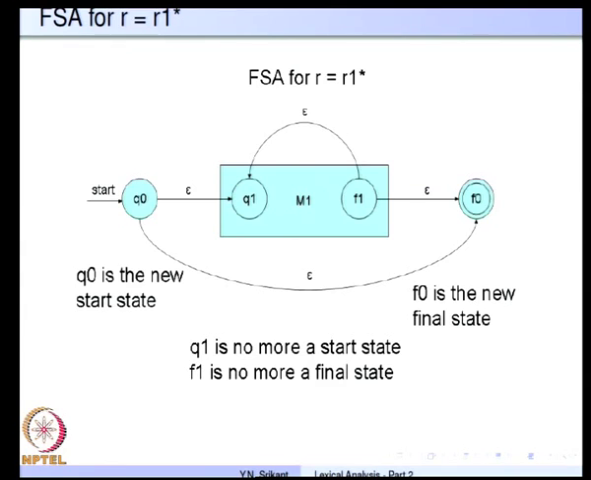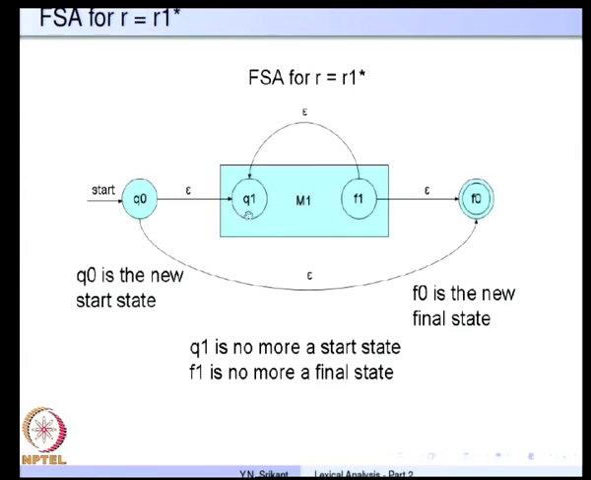The last construction case is that of R1 star. So, this is the closure operator. Again, R1 is smaller than R1 star. So, we have a machine for R1 by the inductive hypothesis. Q1 and F1 are the start and final states of M1. Now, F1 is no more final, please observe that. We add a new start state and a new final state as before. We connect Q0 to Q1 and F1 to F0 by epsilon transitions.